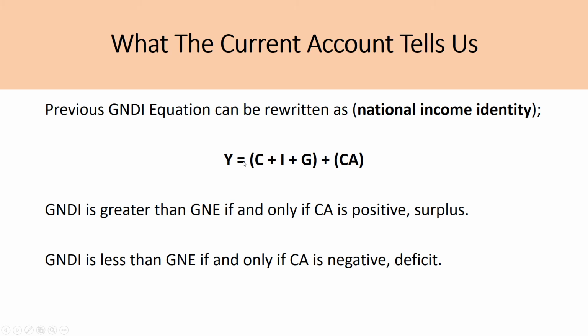Okay? So we can illustrate it this way. You have your Y equals C plus I plus G plus CA. So this is your GNE plus your CA, right? And so GNDI, gross national disposable income, which is represented by that Y, is greater than GNE, which is C plus I plus G, if and only if CA is positive. If CA is negative and there is a deficit, then GNE is higher than GNDI.